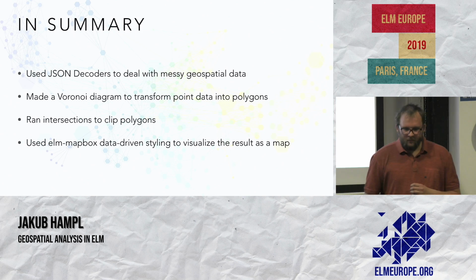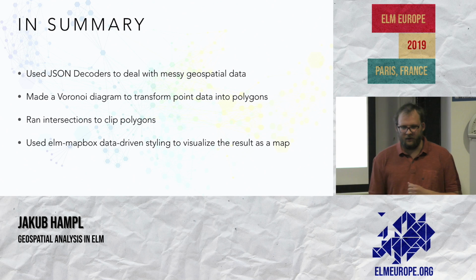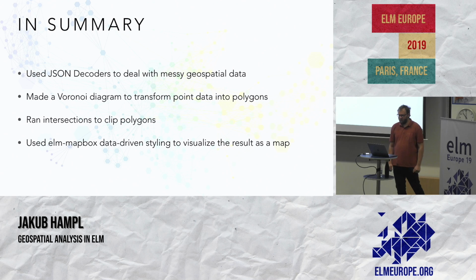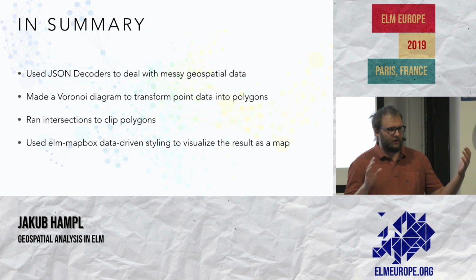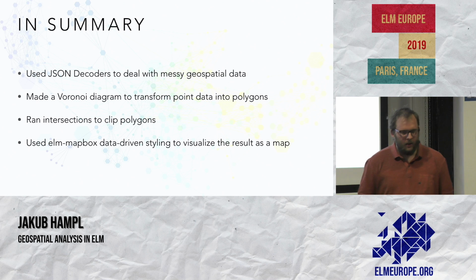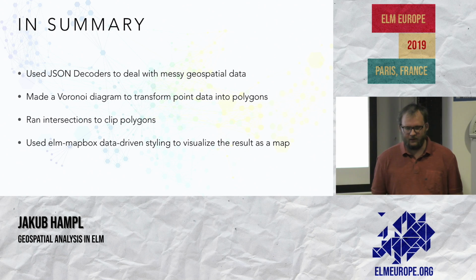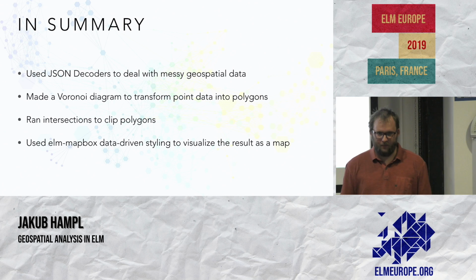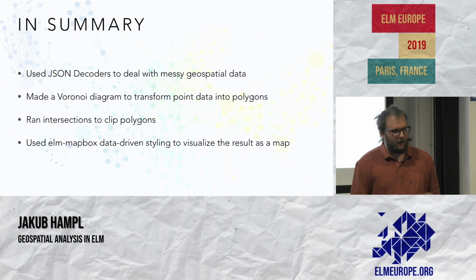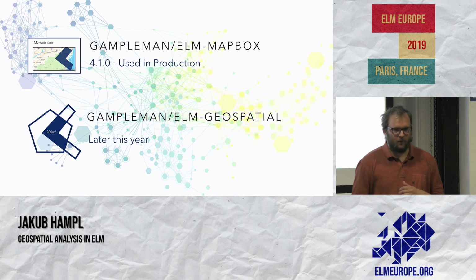So in summary, we've used JSON decoders to deal with very messy geospatial data. We've made a Voronoi diagram to transform those points that we had into polygons. We've run intersections to clip those polygons. And we've used Mapbox data-driven styling to visualize the result as a map. And I encourage you to try that yourselves.